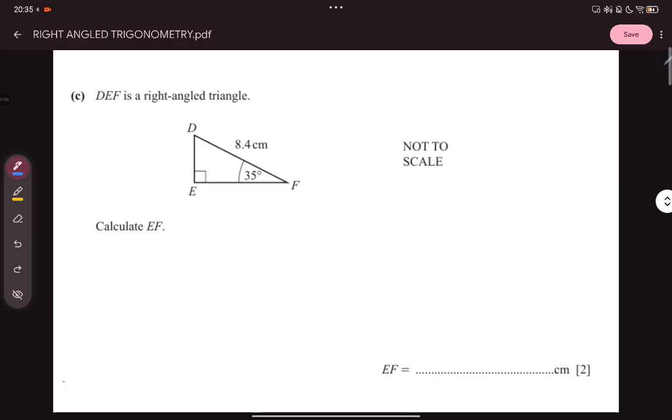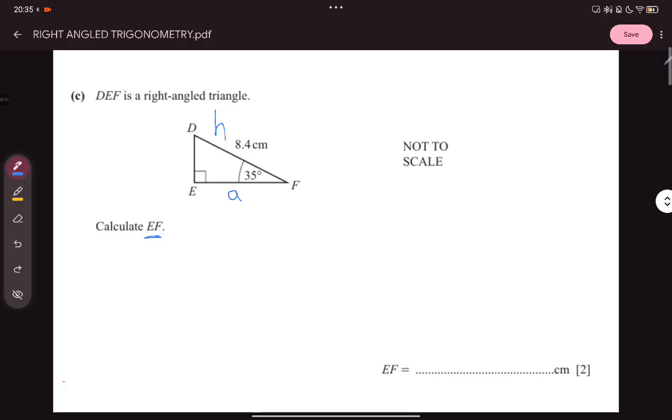So let's label the sides. The 8.4 is the longest side, the side opposite the right angle. So I'm labeling that H. Now they actually want us to find the side E to F, so I have to label that side as well. That's the adjacent, isn't it? It's got the right angle and the other angle on there. That one's the adjacent. And the other side, the D to E side, the DE, is opposite the 35 degrees. That's the O side. But I'm not going to label that because they don't tell us what it is and they are not asking us to find it. So at the moment, we are not going to need to use it in this question.